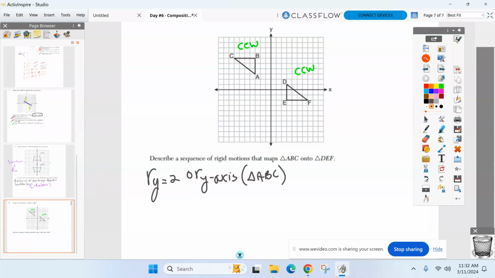Others that may have done it, and did anybody have another reflection through another point and did it in one step? I can't remember what the point is, but you could rotate 180 around a different point, 0, 2, I think it was. You could have rotated it around. Okay. Anything else? Okay, good deal.